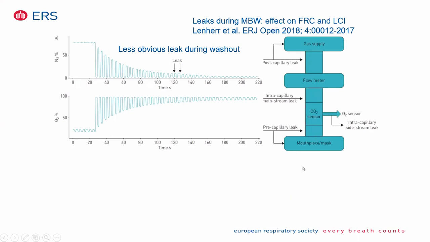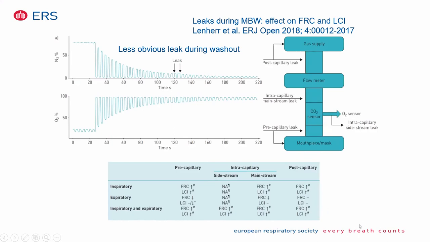This is where leaks can occur. This is a schematic setup where you have your mouthpiece, ideally sometimes a mask, attached to the patient. Then you have your measurement device and your gas supply. And the most common occurrence of a leak is here at the mouthpiece or the mask, a so-called pre-capillary leak. And this is something you have to watch very carefully.